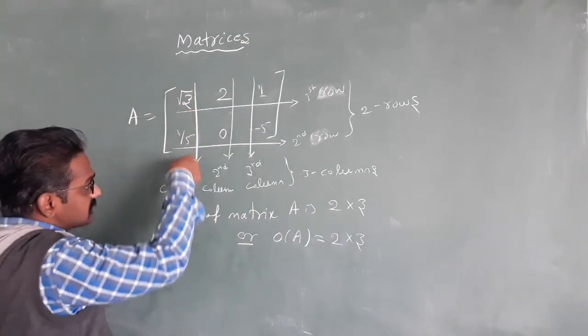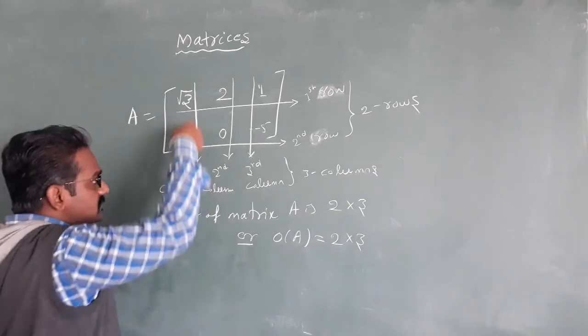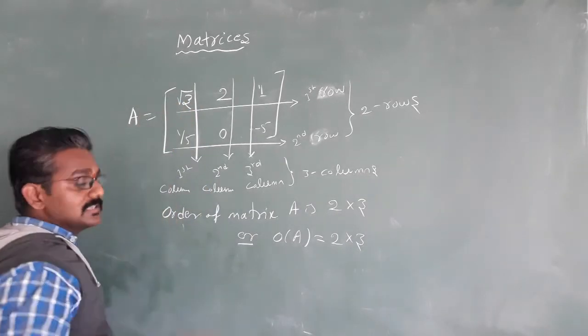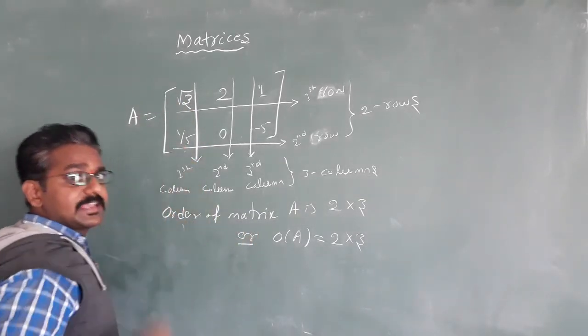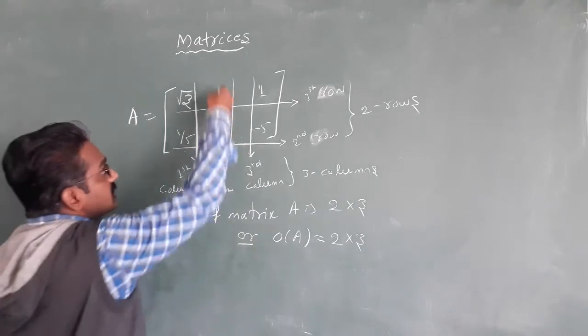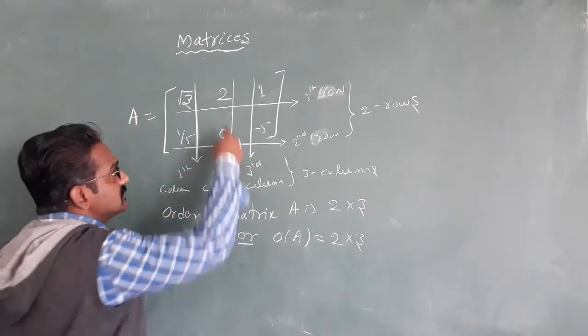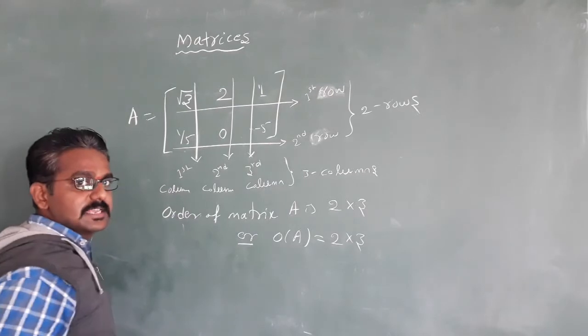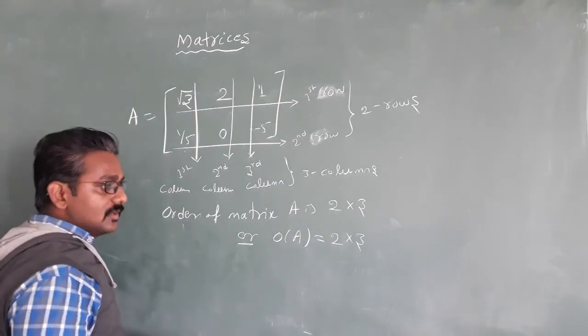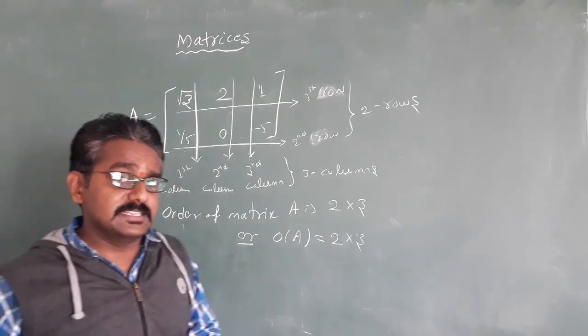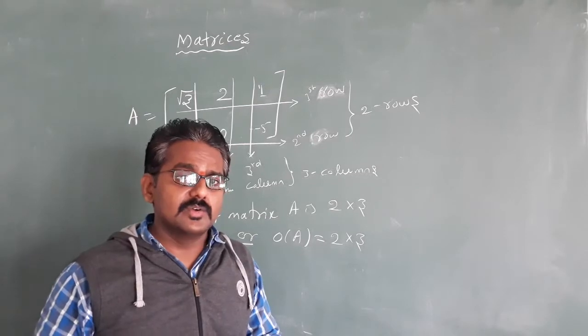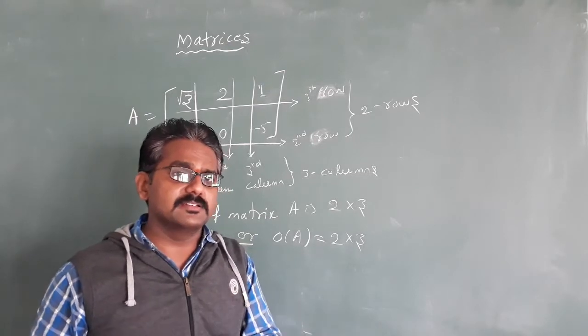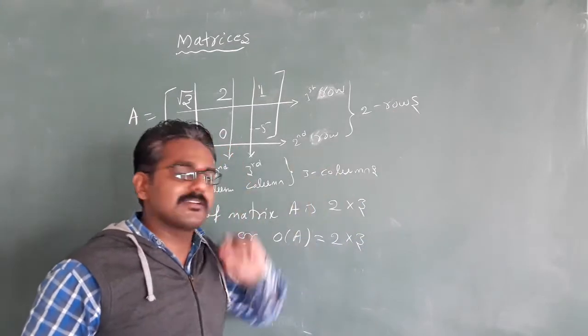And column-wise also I can mention. This is the first column. In the first column, root 3 is the first element, 1 by 5 is the second element. Next, in the second column, this is the first element, this is the second element. So, while representing the matrix, it must combine rows and columns.